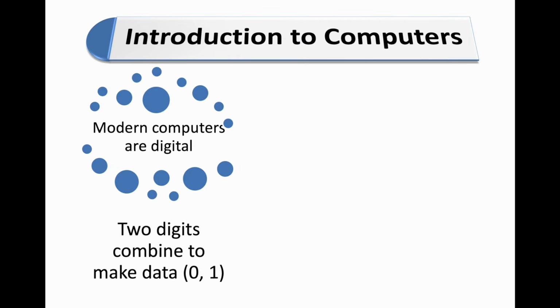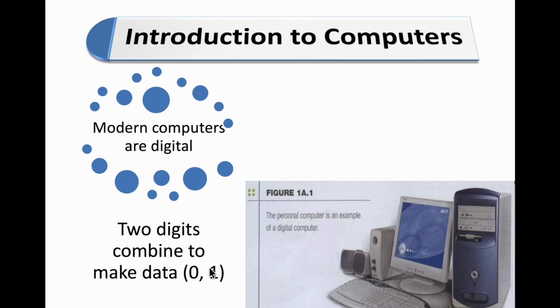So what about modern computers? We all know that modern computers are digital. Digital means that you are representing the information in the form of digits. For a simple example, if you have two digits, you can combine them to make data like 0 or 1. You can see the personal computer, which is an example of a digital computer. You can see the processor, the monitor, a speaker and the keyboard. This is a very simple example of a desktop computer.